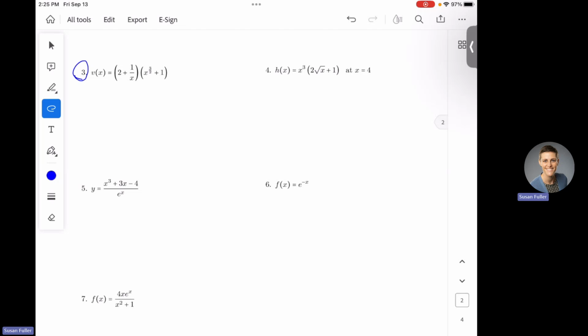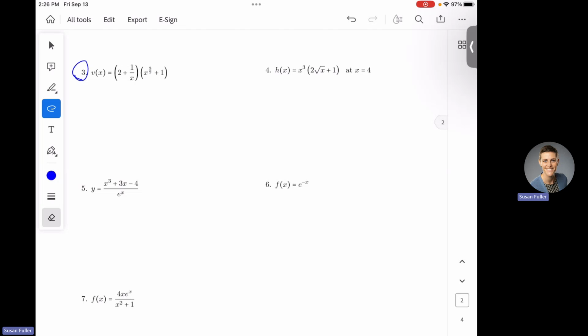Number 3, v of x equals the quantity 2 plus 1 over x times the quantity x to the 3 halves plus 1. Now, something like this showed up in sections 3.1 and 3.2. And in that section, Achieve encouraged you to multiply this out and FOIL everything out and multiply everything by everything else. And then after you do that, you will have a number times variable to a power plus a number times variable to a power and all of that kind of stuff. And you can apply your derivatives to each of those individually.